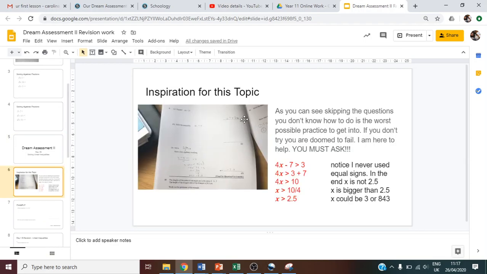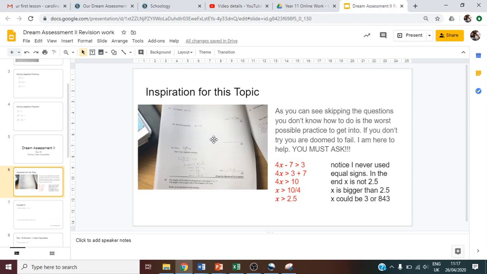Now, this is the inspiration for the topic, and this was far too familiar. You're just skipping out the question you don't know. Now, if this is supposed to be your inspiration for the topic, this is supposed to be showing you how to do it. This is how you should not be doing it. If there's something you don't know, you must ask.